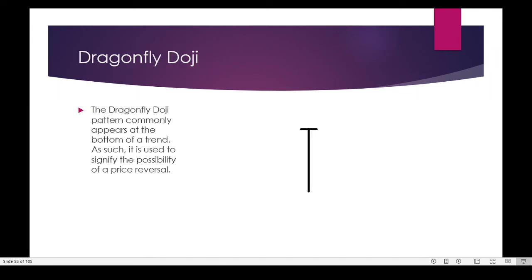All right, now let's take a look at the Dragonfly Doji. Now the Dragonfly Doji pattern commonly appears at the bottom of a trend. As such, it is used to signify the possibility of a price reversal. And let's see why this may be possible. So we have the opening, we have the bears driving the price down, then we have the bulls driving the price up to the close. So we can surmise that the bulls took control the second half of this trading period.